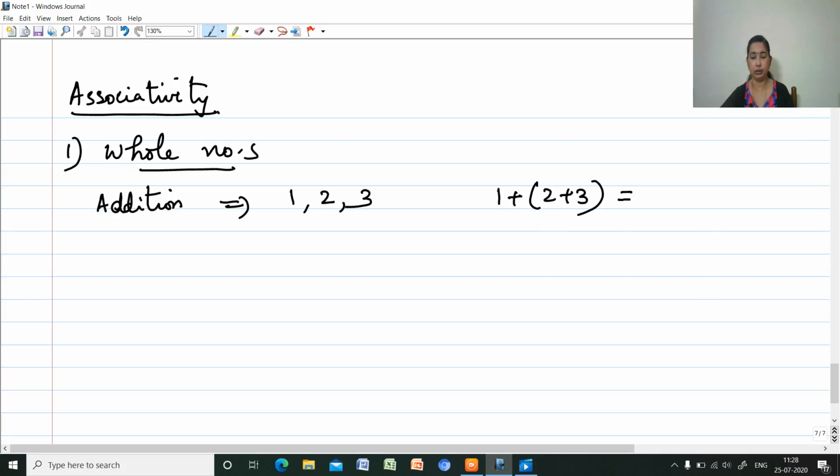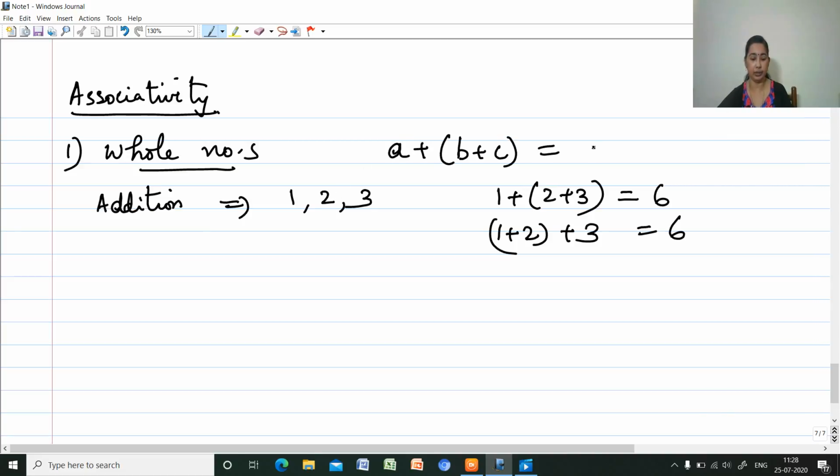So this is equal to 5 plus 1, 6. Now check for 1 plus 2 plus 3, that is equal to, again we'll get 6. That means in the case of whole numbers, their addition is associative. That is, we are checking like this: A plus B plus C is equal to A plus B plus C. You have to take 3 whole numbers and check it.